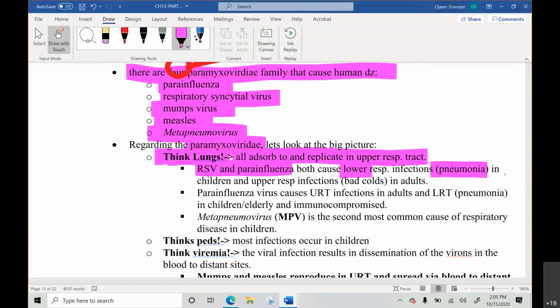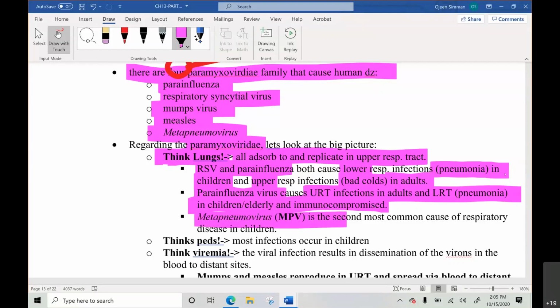Okay? This is in children, and they both cause upper respiratory tract infections like a bad cold in adults. Parainfluenza virus causes upper respiratory tract infection in adults and lower respiratory tract infection like pneumonia in children and or the elderly population, and also in immunocompromised patients. The metapneumovirus is actually the most common cause of respiratory disease in children.